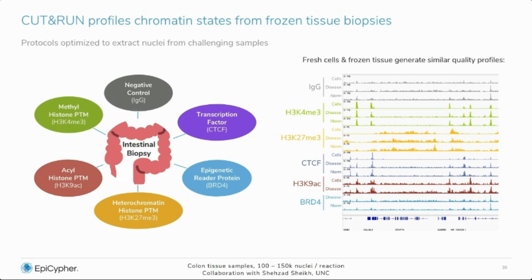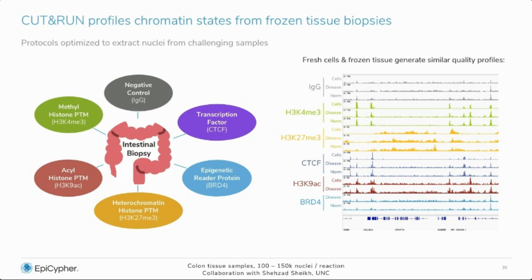And so we collaborated with Shahzad Sheikh from UNC to try to optimize protocols to do just that, because he's a clinician who treats patients with Crohn's disease, and he had freezers full of flash frozen intestinal biopsies. So what we were able to do is optimize a protocol to extract nuclei from these flash frozen cells.